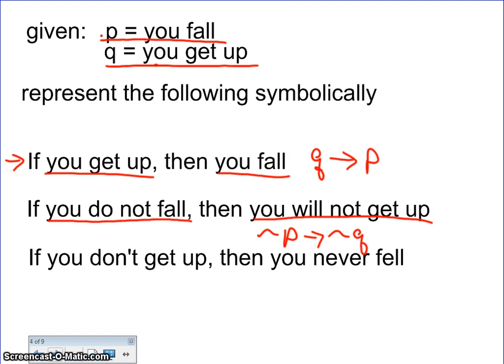And then the bottom one, if you don't get up, so we need a not and get up, that's not Q, then you never fell. So that's not falling, so that's not P. So these are three examples of how you would translate statements into the symbols.